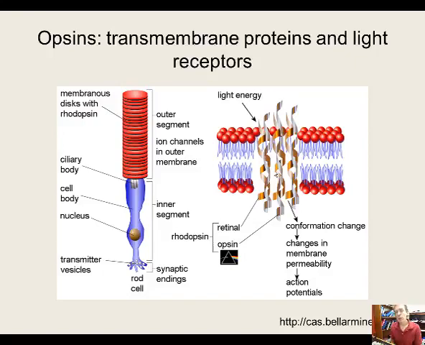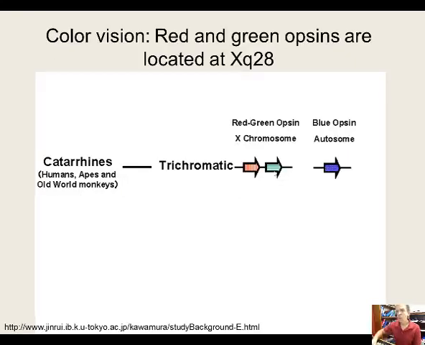Rhodopsin is one of a family of genes. There are other opsin genes that detect color light. We have three of them in humans and primates: the red opsin gene, the green, and the blue. Each one is expressed in a different specialized cell in your retina. They're called cone cells. The red cone cells express the red opsin, the green cone cells express the green opsin, and the blue cone cells express the blue opsin.